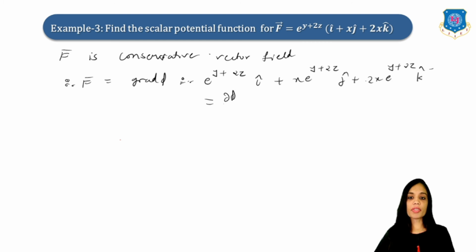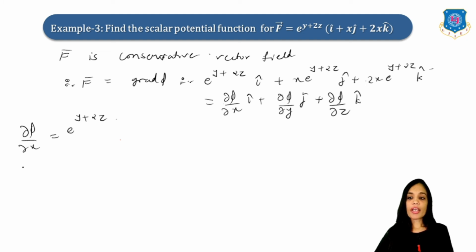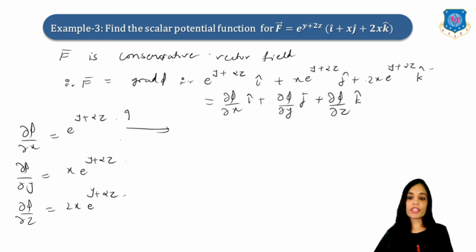This is equal to the gradient, meaning del phi by del x i cap plus del phi by del y j cap plus del phi by del z k cap. Now compare these two, so you will get del phi by del x as e^(y+2z), del phi by del y as x e^(y+2z), and del phi by del z as 2x e^(y+2z). Fine. Now you have to integrate with respect to x on both sides. So you will get phi as e^(y+2z), which is constant, times x, plus f1 of (y, z).